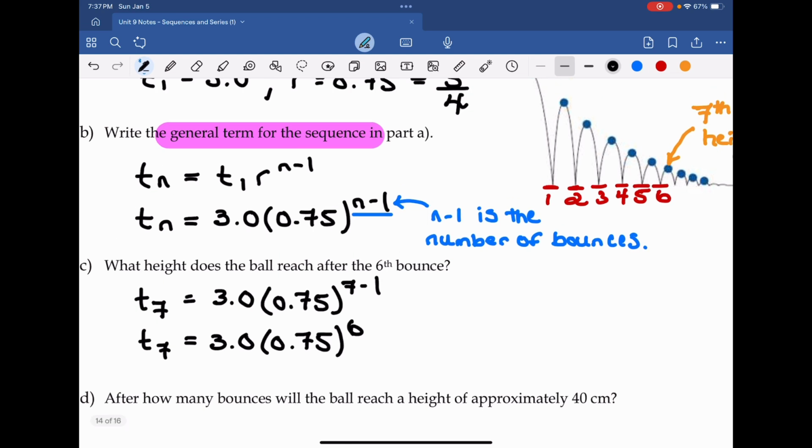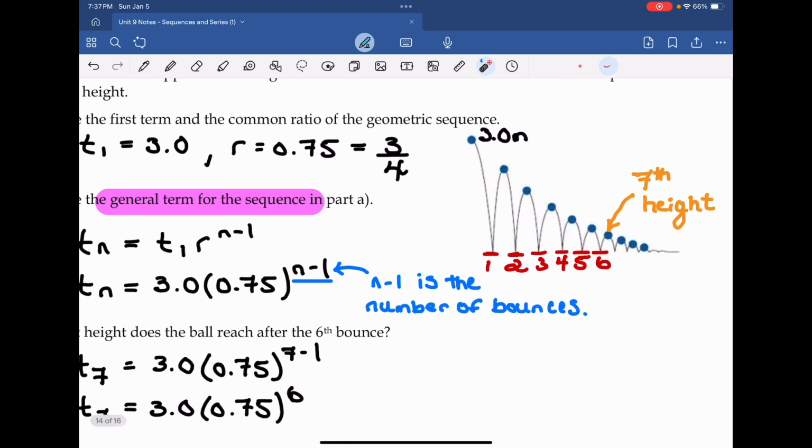We know based on the geometric formula here, the geometric formula for any given sequence is written as the following. It's n minus 1, but we wanted it as the sixth bounce. Let's resort back to our diagram. We start up at 3. Here's 1 bounce, here's 2 bounces, here's 3 bounces, here's 4 bounces, here's 5 bounces, here's 6 bounces. What is the height after the sixth bounce?